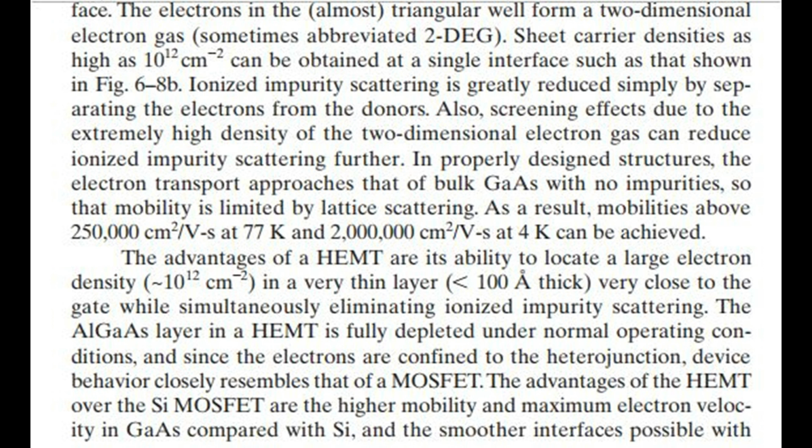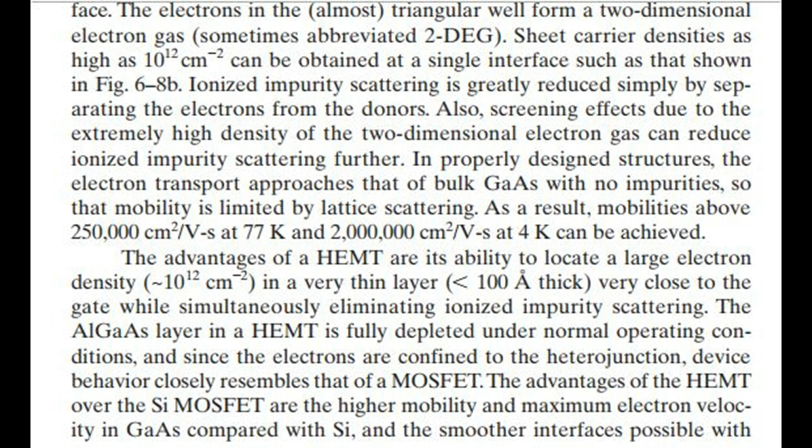The advantages of a high electron mobility transistor are its ability to locate a large electron density, 10^12 electrons per square centimeter, in a very thin layer, 100 angstroms thick, very close to the gate while simultaneously eliminating ionized impurity scattering. The aluminum gallium arsenide layer in a high electron mobility transistor is fully depleted under normal operating conditions, and since the electrons are confined to the heterojunction, device behavior closely resembles that of a MOSFET.